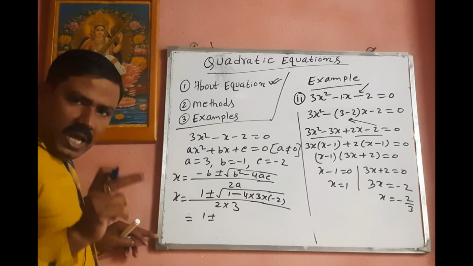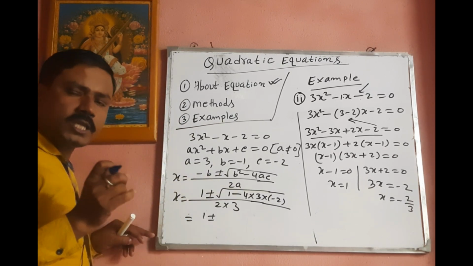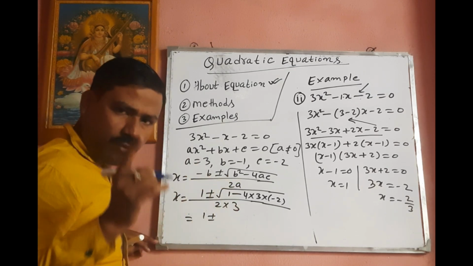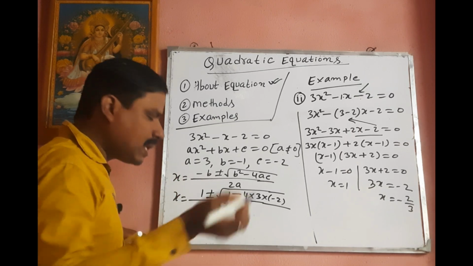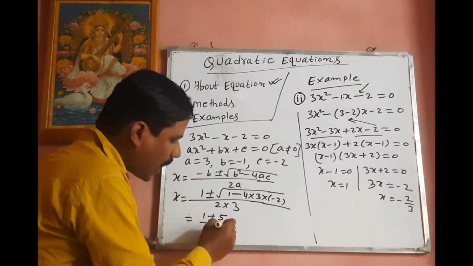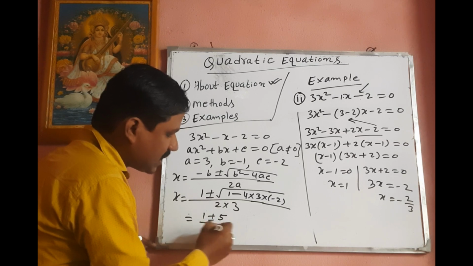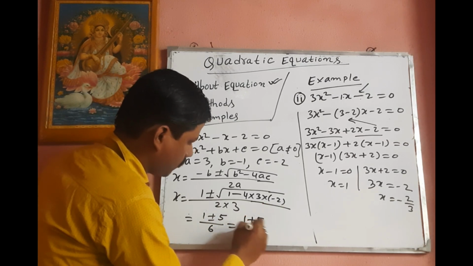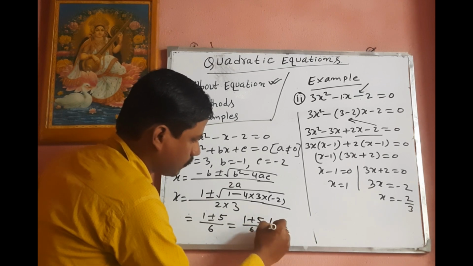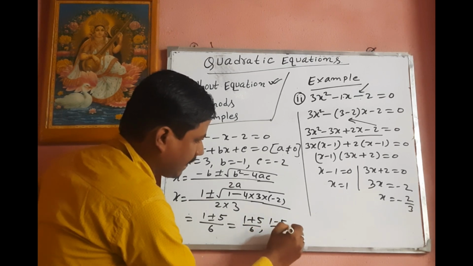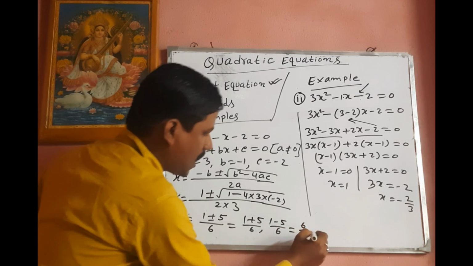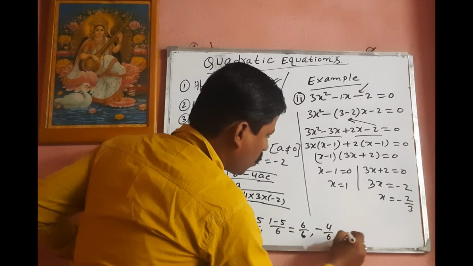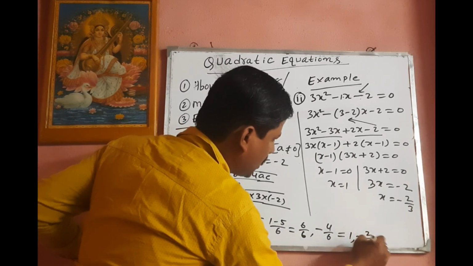Minus and minus, this is plus. Now 4 into 3 is 12, 12 into 2 is 24, 24 plus 1, that is 25, 25 means 5 into 5, so this will be 5, and this one, 2 into 3, is 6. So the two roots are 6 by 6 and minus 4 by 6, that is 1 and minus 2 by 3.